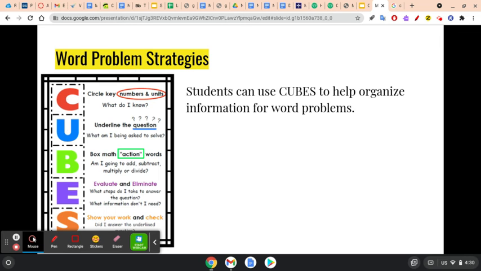E is evaluate and eliminate. This is, what steps do I take to answer the question, and what do I not need? What information can I get rid of? And then S is for show your work and check. This is the one part that I see a lot of students skip, especially on a check-in. They will get an answer, they'll spend time working it out, but they very rarely use a different strategy to check their work.